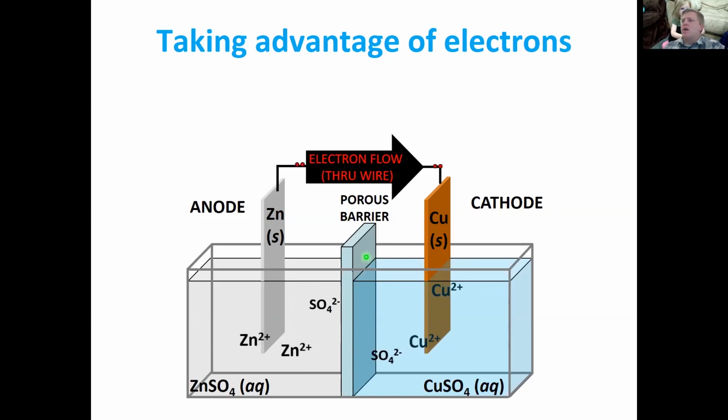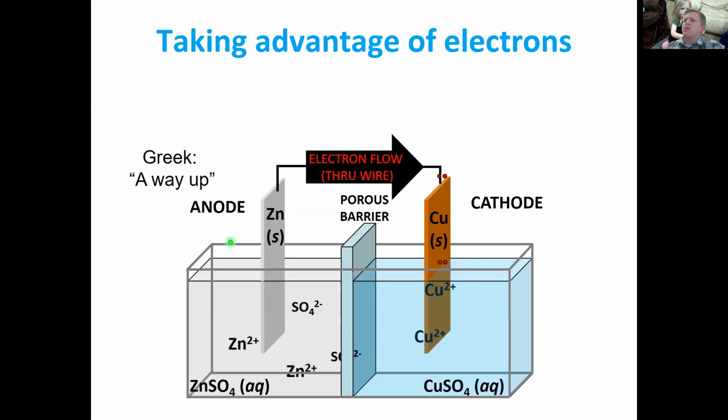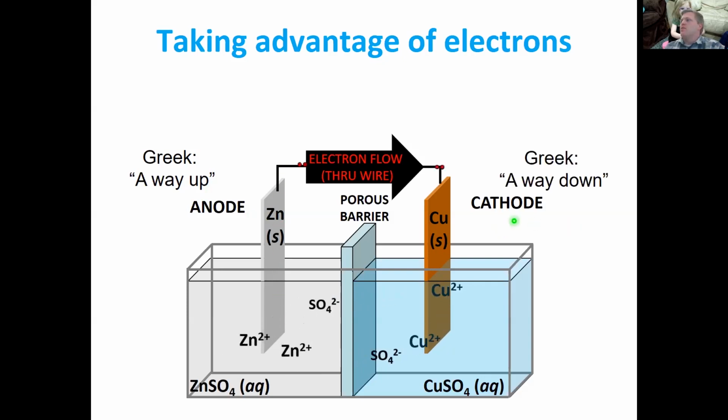Now, how do you remember which side is the anode and which is the cathode? Well, I will tell you how I actually do it. The way I do it is by remembering the Greek roots for these words. Anode is Greek for a way up, and up starts with a vowel, and so does anode. Cathode is Greek for a way down. Down starts with a consonant, cathode starts with a consonant, and that's how I remember it. So if you look at the electrons on the anode side, the electrons are going up. On the cathode side, they're going down. And that's literally how I remember it.